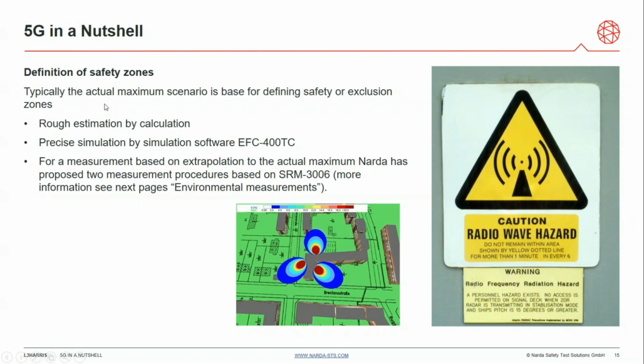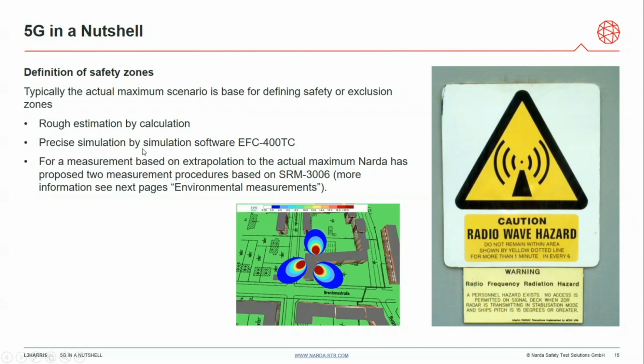So there are basically three ways to do this. You can do a rough estimation by calculation. So you start with the EIRP, the emitted isotropic radiated power. You use some approximations and calculations with the antennas, but that is quite rough because it's not taking into consideration the real situation on a tower, on a rooftop, with the path propagations, with the reflections, and so on.